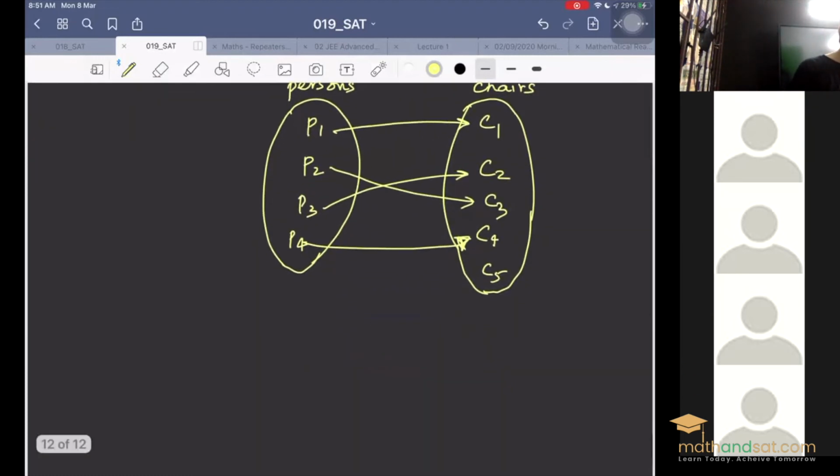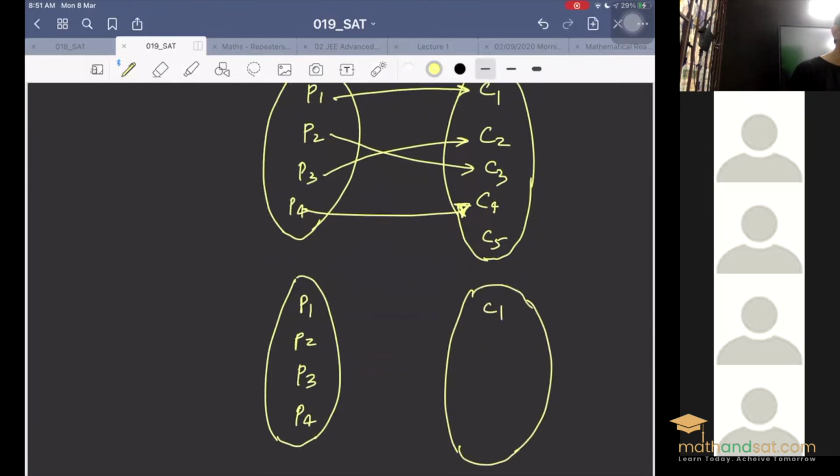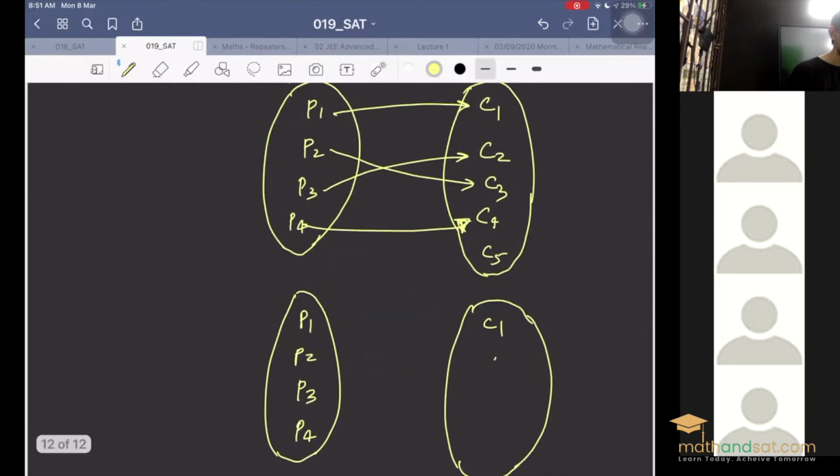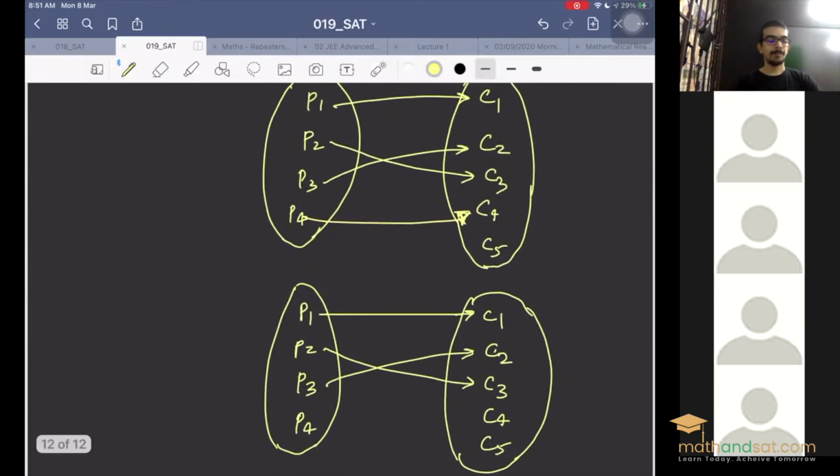Now, is this a possible case? P1, P2, P3, P4, and C1, C2, C3, C4, C5. P1 is sitting here. P2 is sitting here. P3 is sitting here. Is this a function? No, this is not a function because persons cannot be standing. There should be a pair. They should go and sit somewhere. Here, this is okay. Chairs can be empty. No problem.